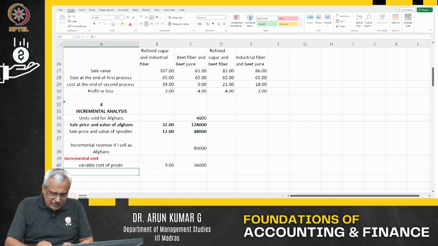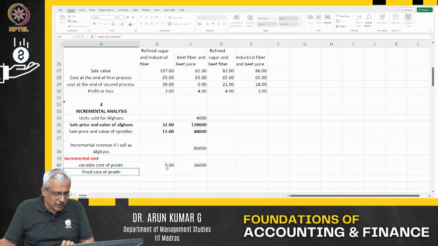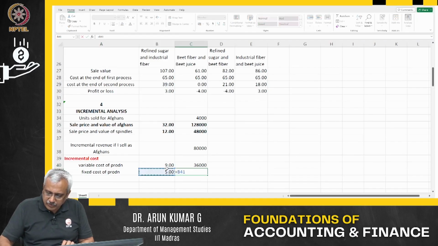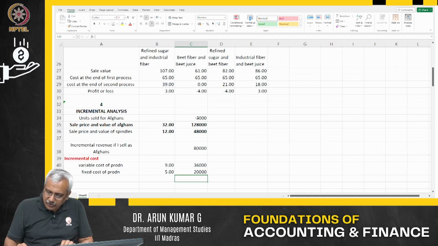My incremental fixed cost of production in this particular case is $5. So, it is going to be $5, and this is going to be the incremental fixed cost in this particular case. So, what is going to be my incremental profit?